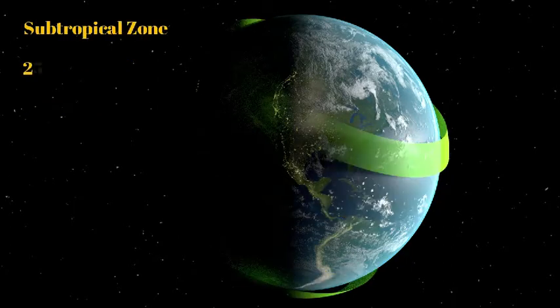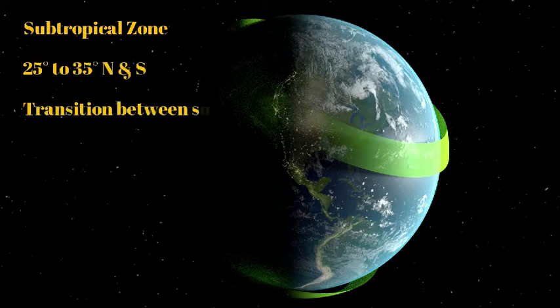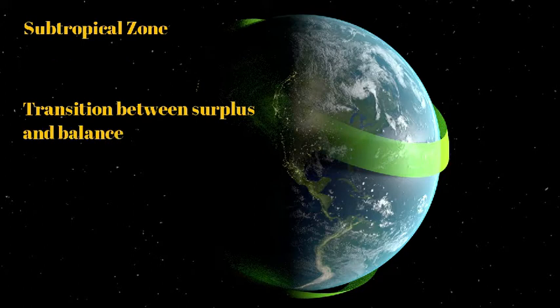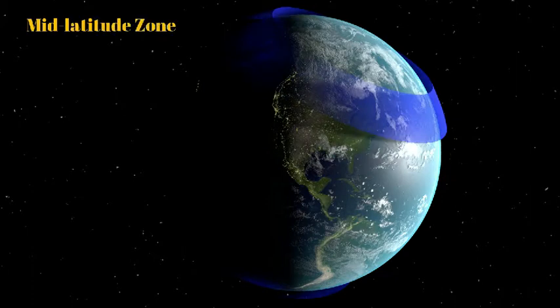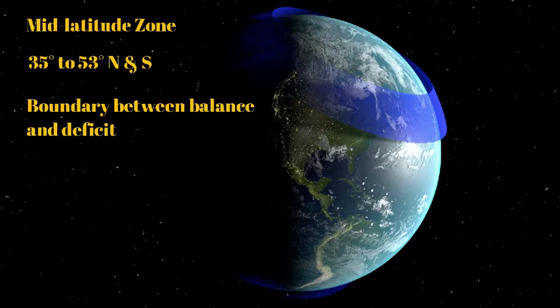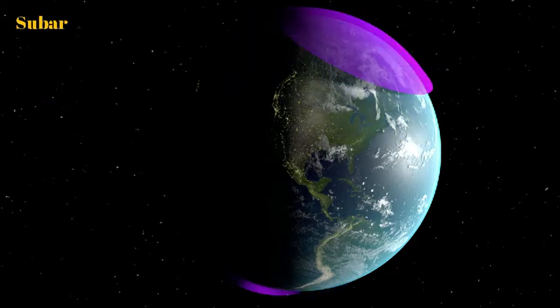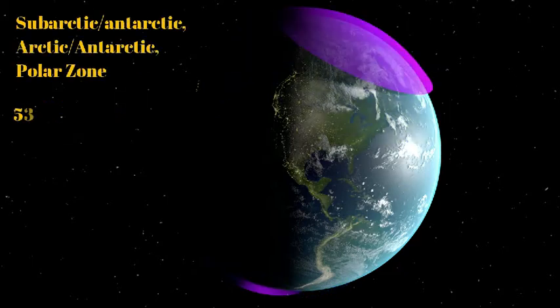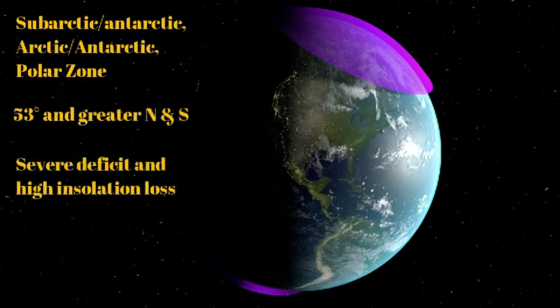Subtropical, 25 degrees to 35 degrees north and south. This is a transitional area of surplus and balance. The mid-latitudes, 35 degrees to 53 degrees north and south. 40 degrees north and south is the boundary between balance and deficit. Subarctic, Antarctic, Arctic, and polar, they experience severe energy deficit and high insolation loss.